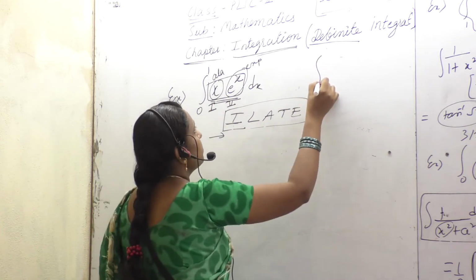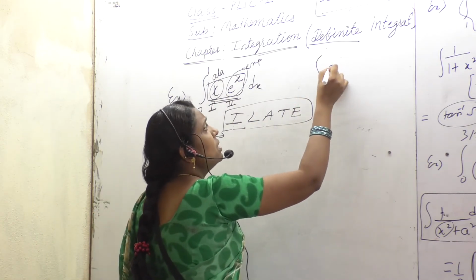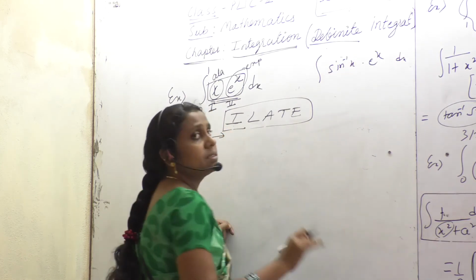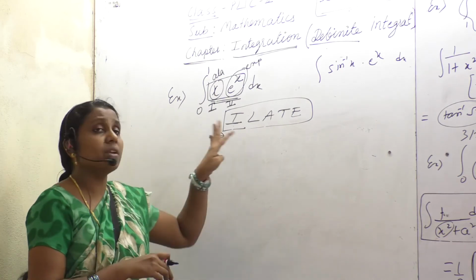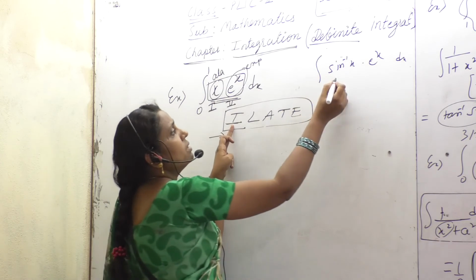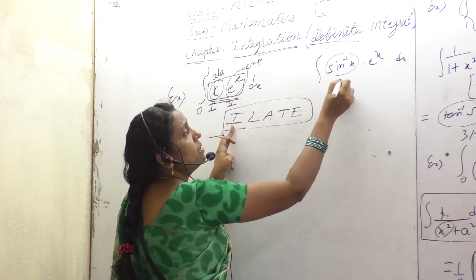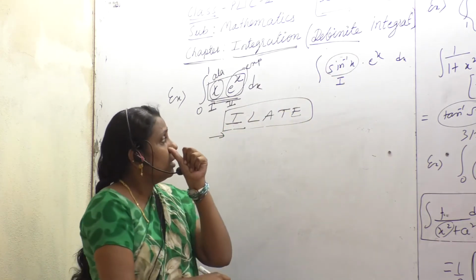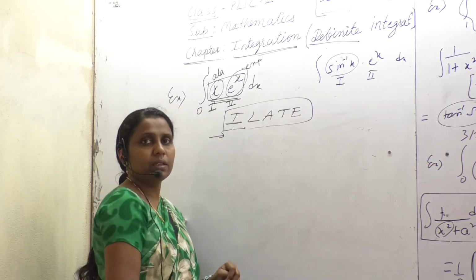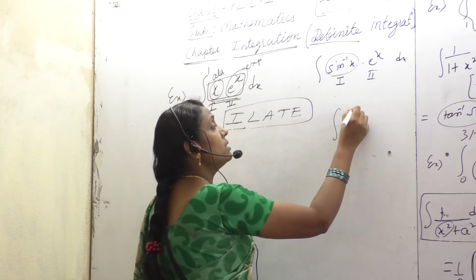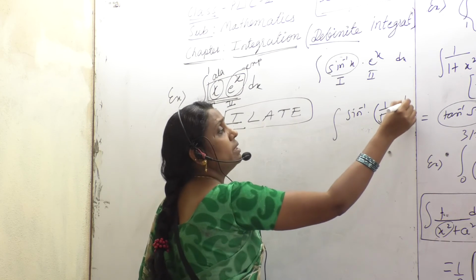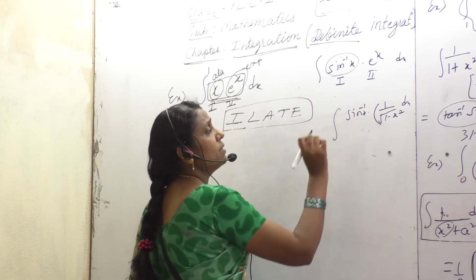So suppose sin inverse x into e raised to x into dx is there. Only to make you understand how the rule is going to be applied. Inverse comes in the first row, that's why it is the first function. Next, second is exponential. And if it is like sin inverse x into 1 divided by square root of 1 minus x square into dx, then sin inverse x is the first function.